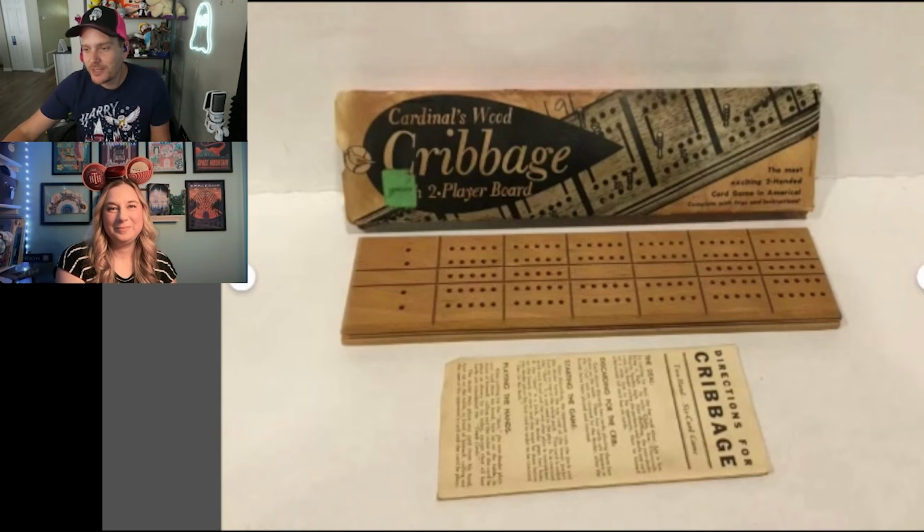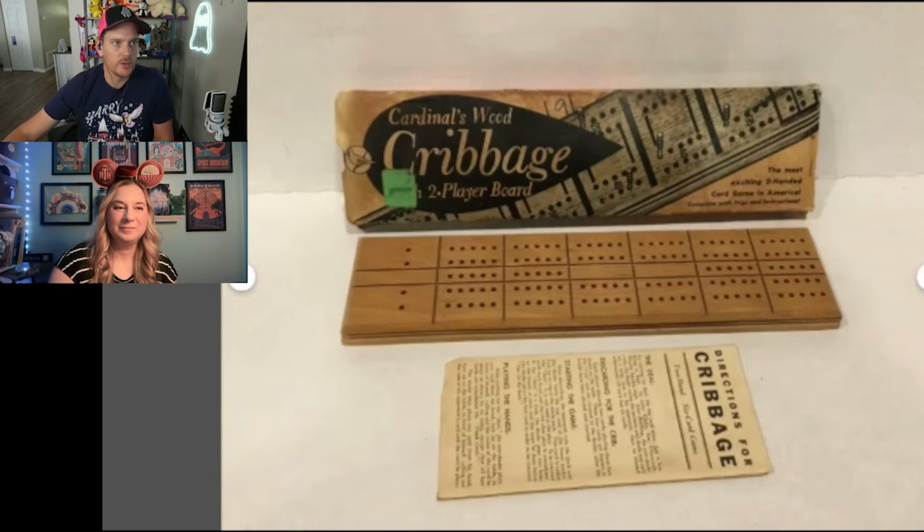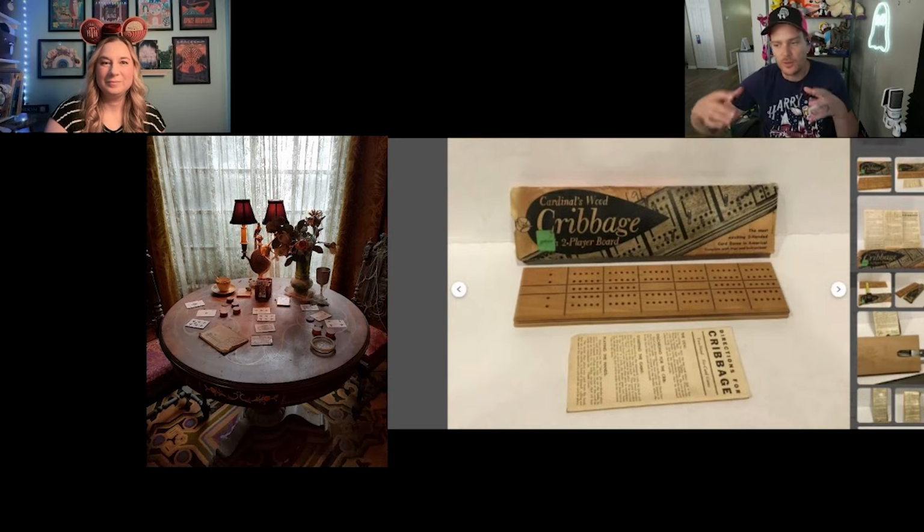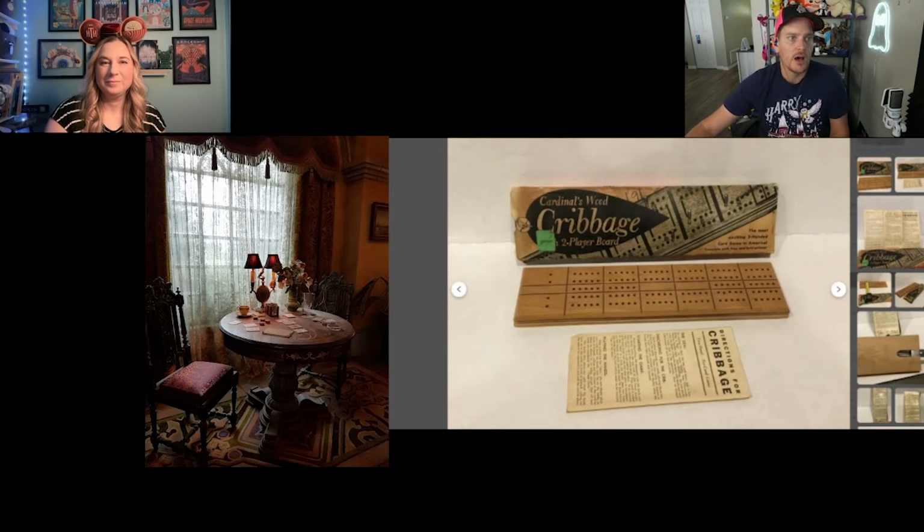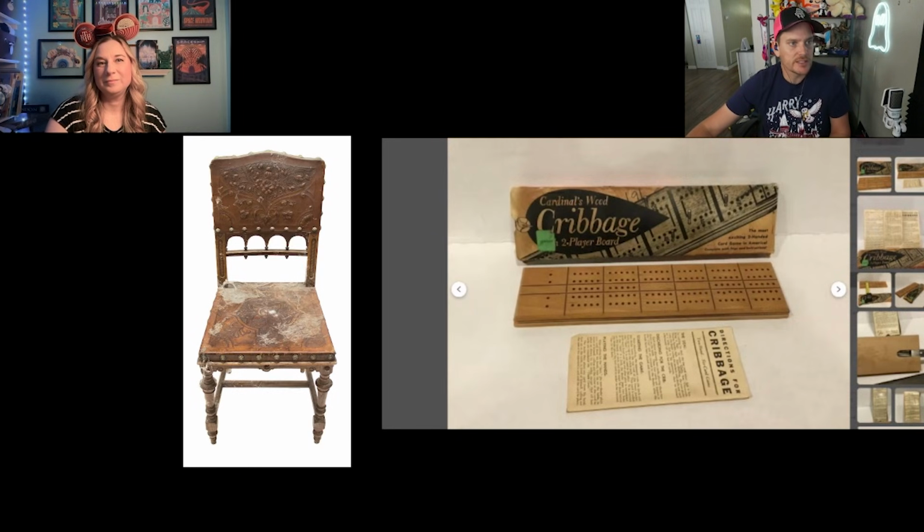But I was able to find a vintage Cardinal Wood cribbage 2-player board, which looks very similar to the one that is on the tower table. The most common way to play cribbage is 2-player with a 52 card deck, and the first person to 121 points, which gets tracked on this wooden pegboard, is the winner. Each player gets dealt 6 cards.